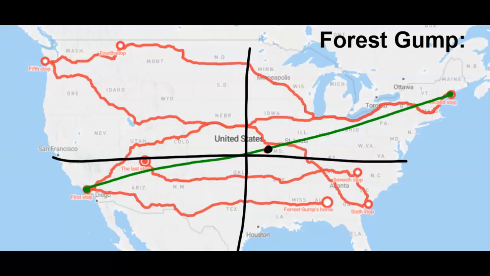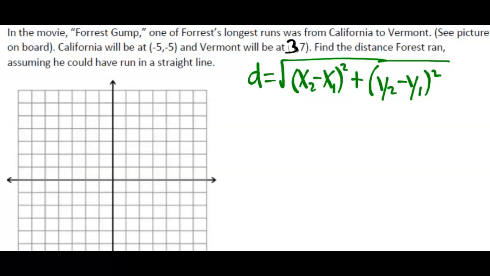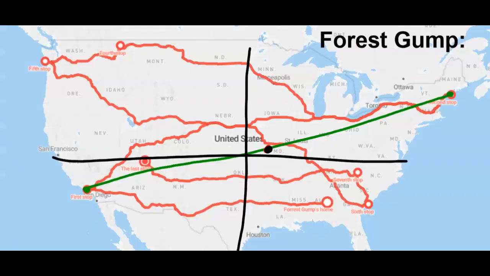Okay, algebra, I told you we would do the rest of the story in class. So, here we go. Here's the rest of the story. So, I am looking at Forrest Gump. In the movie Forrest Gump, he runs from one side of the country to the other, California to Vermont, okay? So, look at that. He goes all over the place.